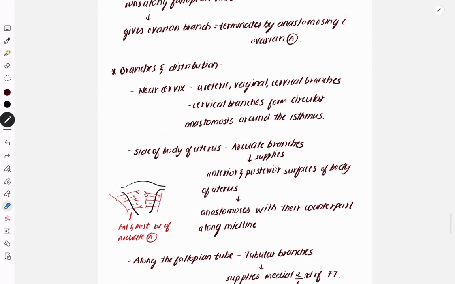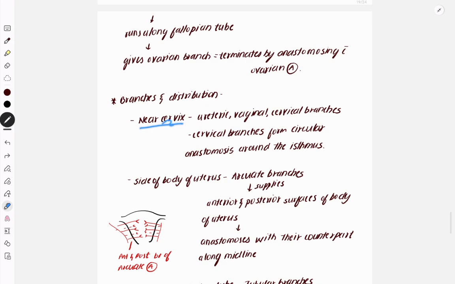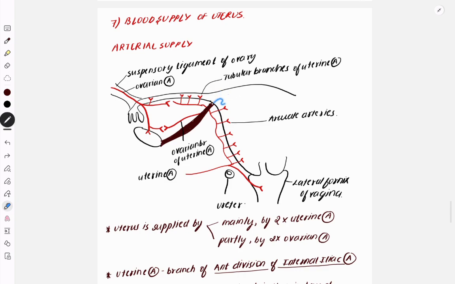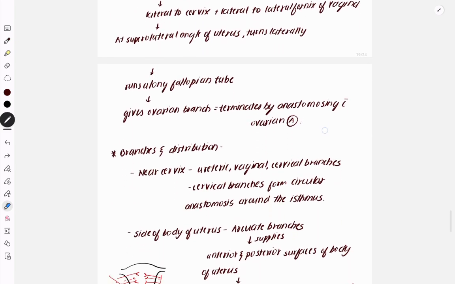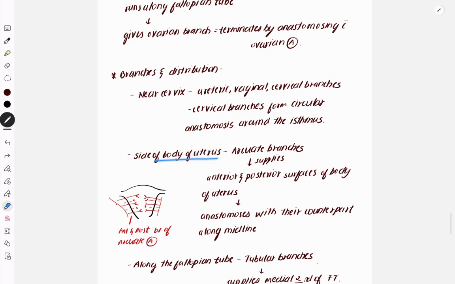So these are the branches of the uterine artery which are seen near the cervix. At the side of the body of the uterus, it gives arcuate branches. These branches coming towards the side of the body of uterus are called arcuate arteries, and they give branches both anteriorly as well as posteriorly. They come from both sides and form an anastomosis in the midline of the uterus.